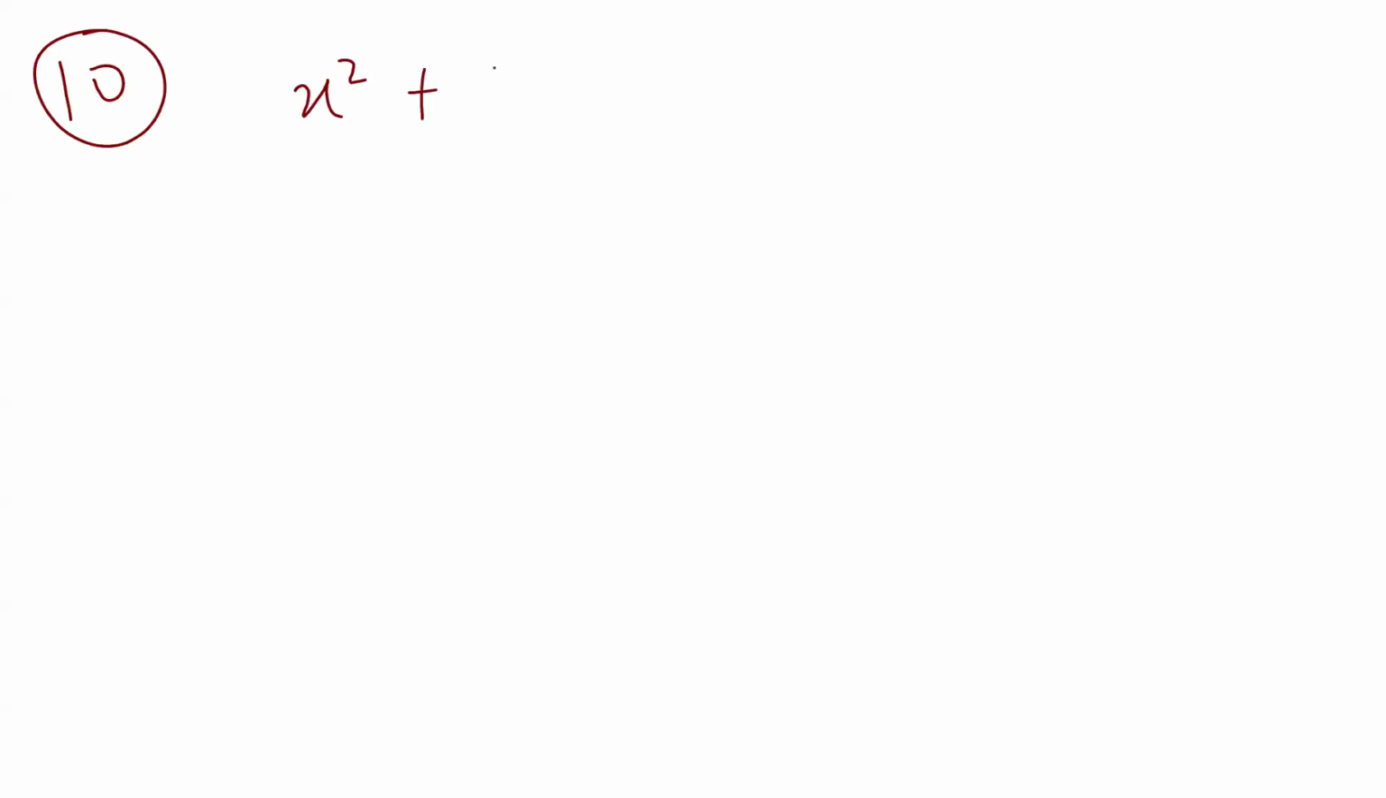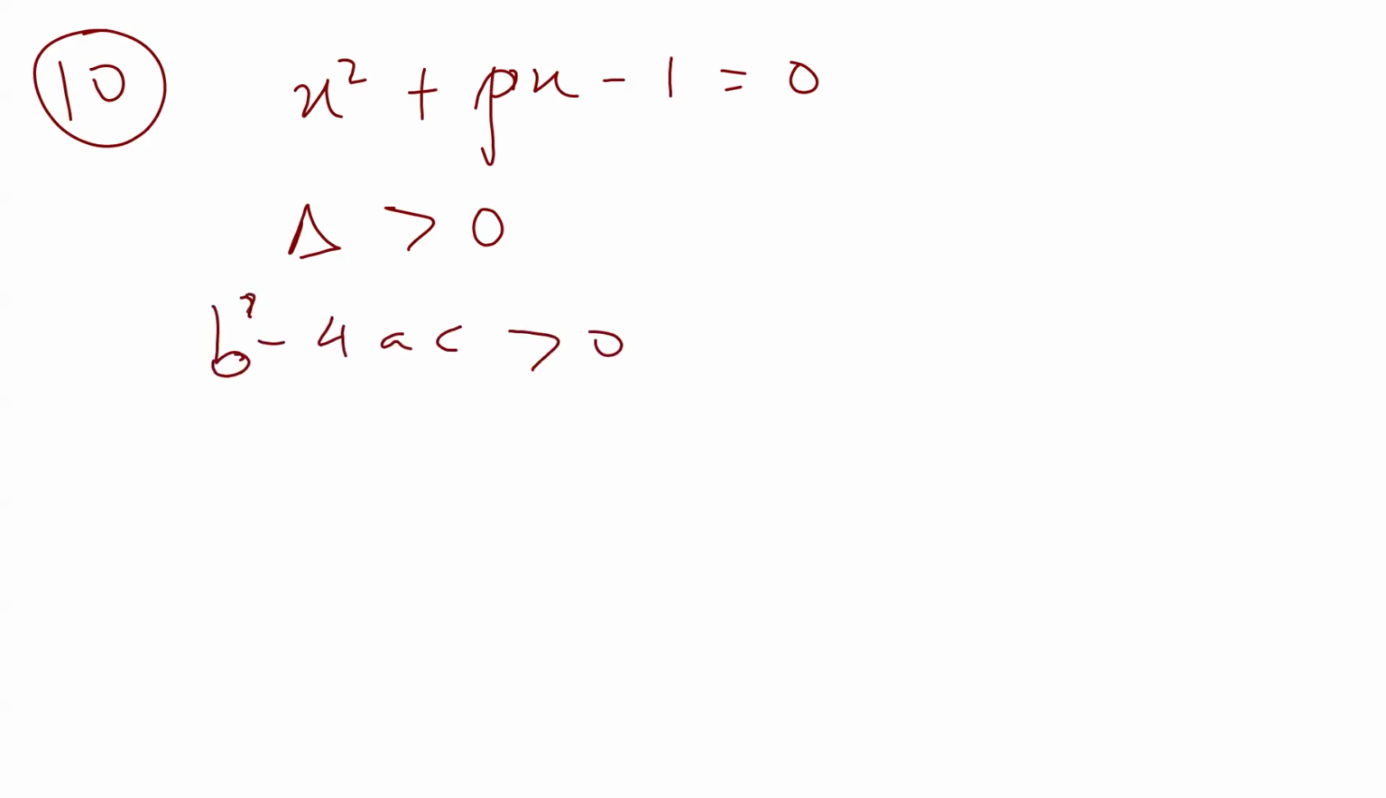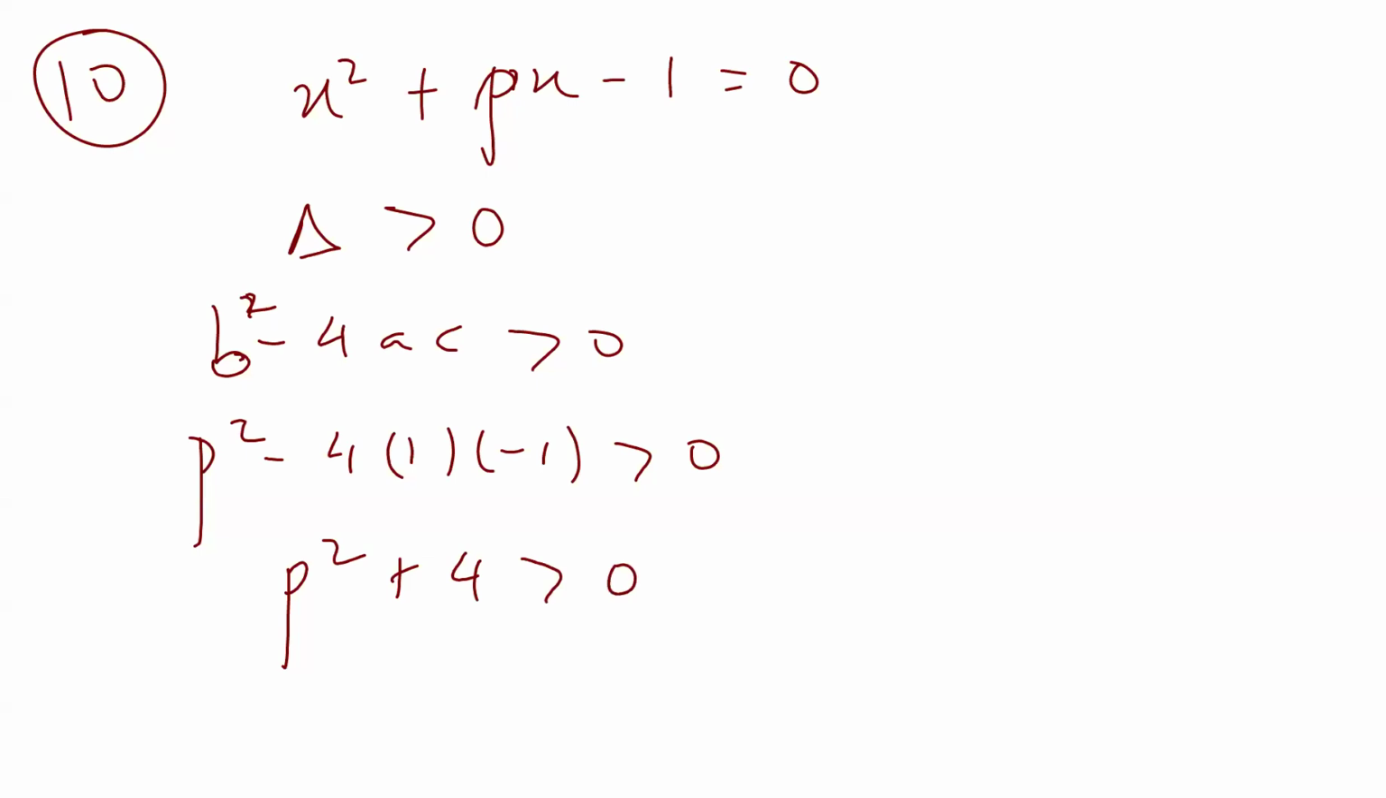Question number 10. x² plus px minus 1 equal to 0. a is equal to 1. The roots are real and distinct, real and unequal. So there is no question of equal to 0. Unequal roots, real and unequal. So b² minus 4ac is greater than 0. b² is p², so p² minus 4ac greater than 0. So p² plus 4 is greater than 0.